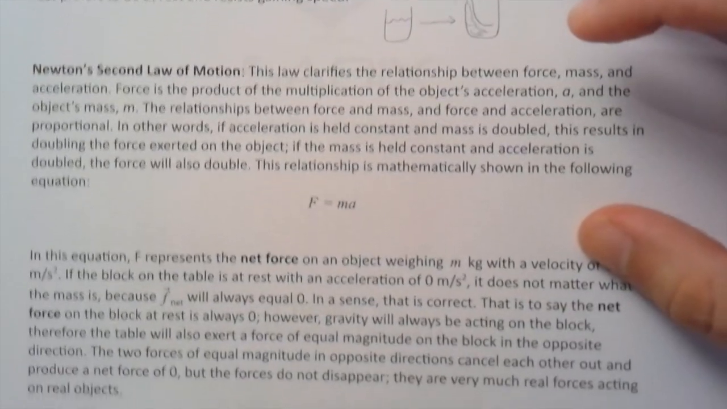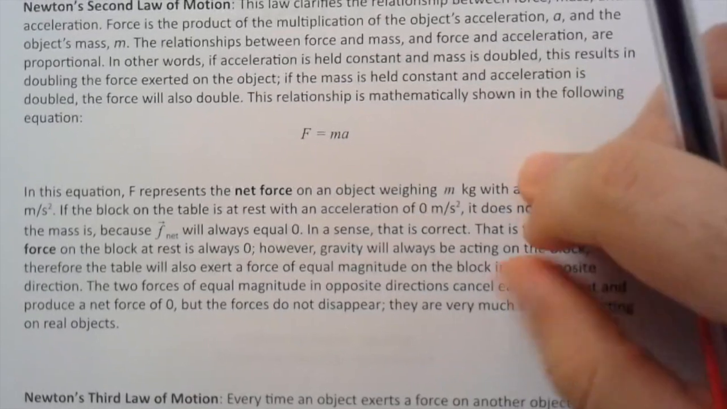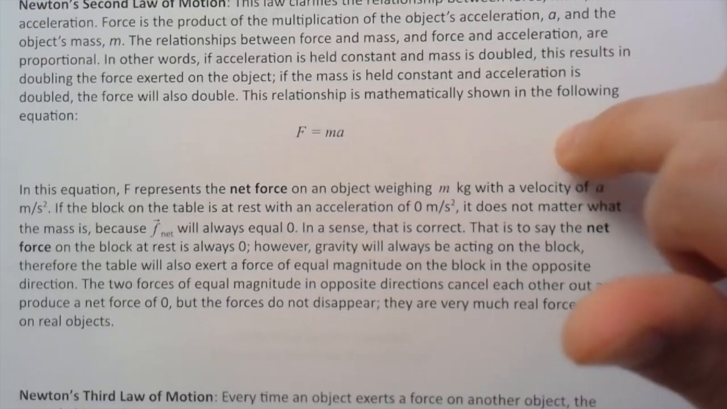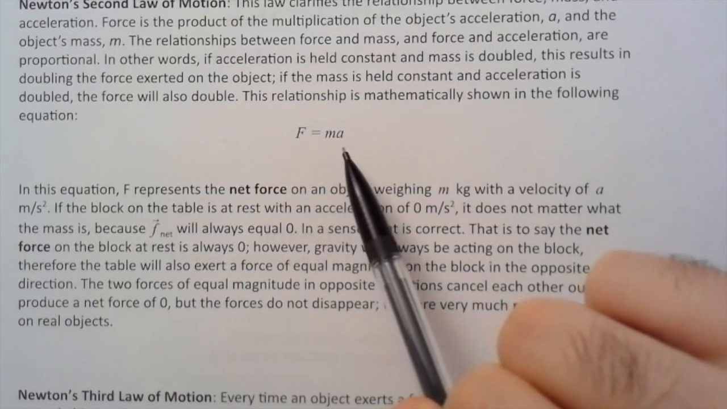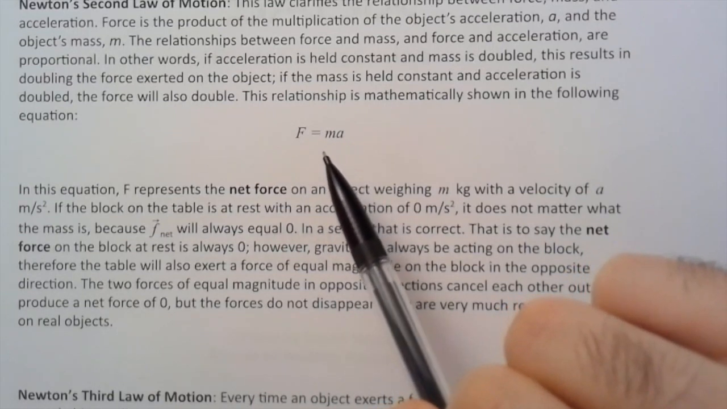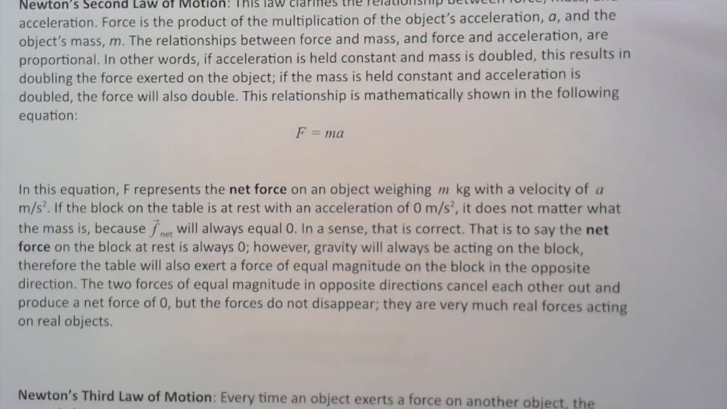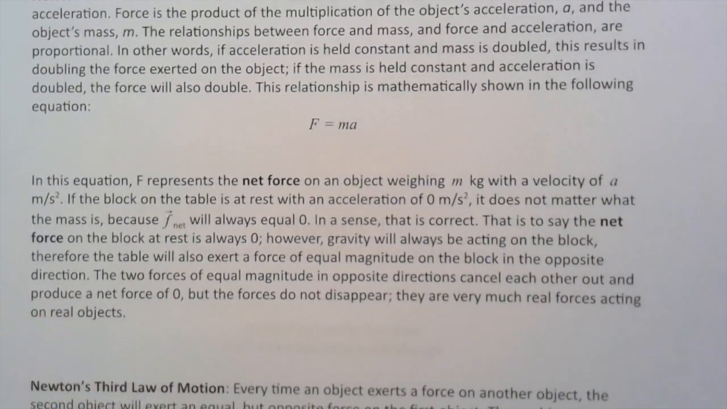And then Newton's second law. I would say this is the most important law to know for Physics 1, because this formula, force equals mass times acceleration, is used a lot. And you're going to be seeing it in almost every single problem that you do. What this formula does is it just clarifies the relationship between force, mass, and acceleration. Force is the product of the multiplication of the object's acceleration, A, and the object's mass, M.